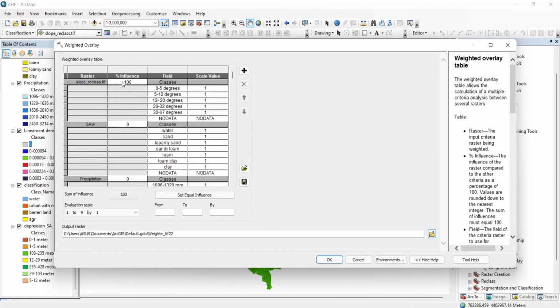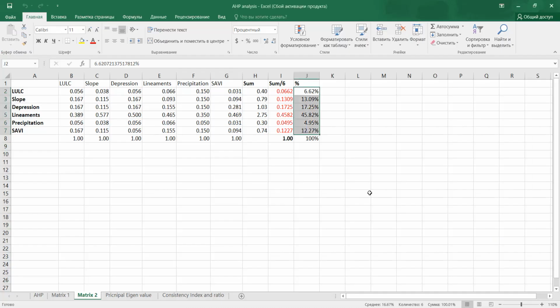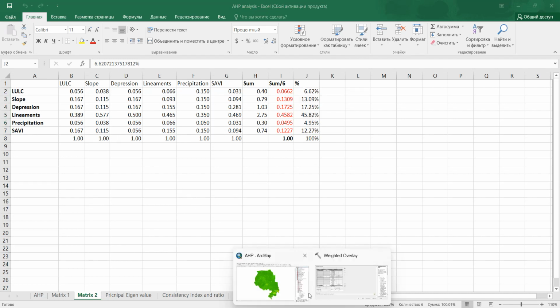Now you see that there is influence in percentage, and the overall percentage is 100. We should allocate a certain percentage for each of our layers according to our AHP analysis. First, land use and land cover.